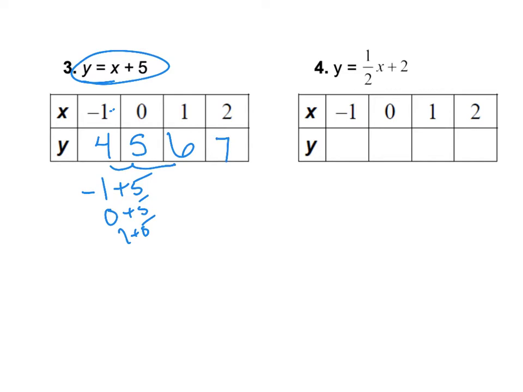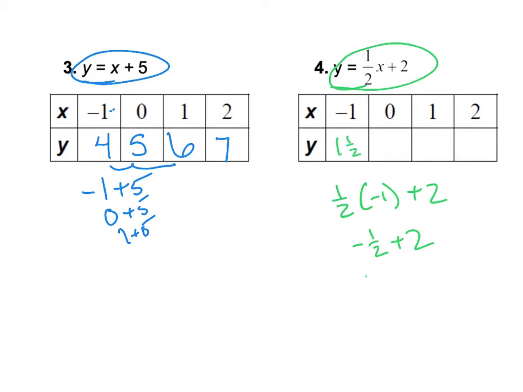Now, with this one, I'm taking half of x. So half of -1, and then I'm adding 2. So half of -1 would be a -1/2, plus 2 would give me 1/2. Half of 0 is still 0, plus 2 would give me 2. Half of 1 gives me half, plus 2 gives me 2 1/2. And again, 1/2, 2, 2 1/2, 3.